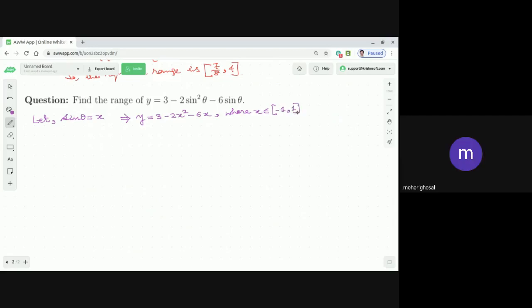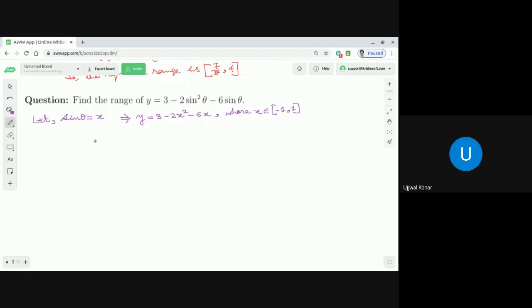Correct or not? So you see the question: given y is equal to 3 minus 2 sine square theta minus 6 sine theta. From there we converted it to a polynomial function with a restricted domain. And this is the concept that I said a minute back: the restricted domain is inherently defined. So now it is pretty simple.